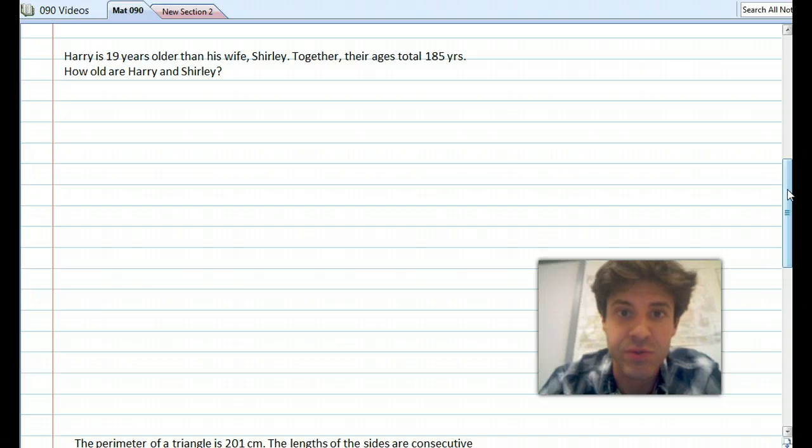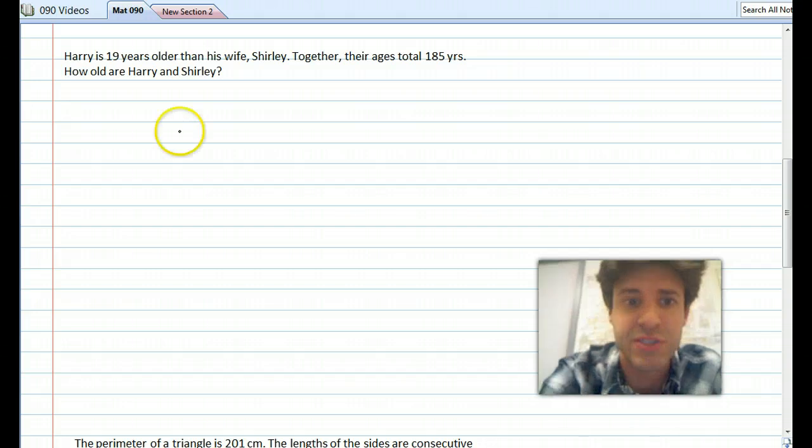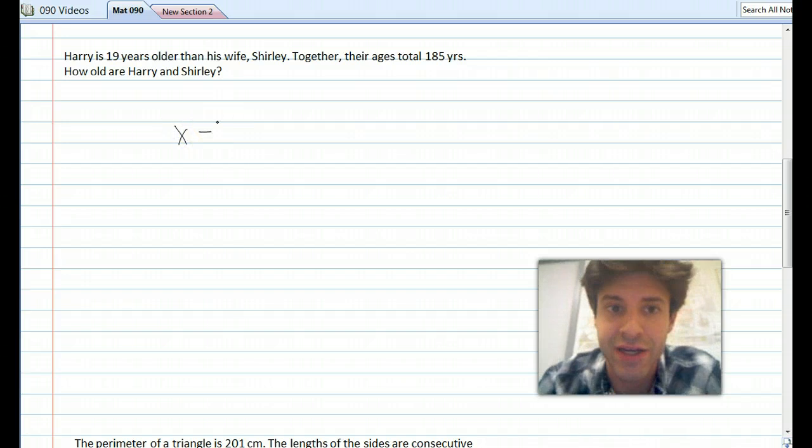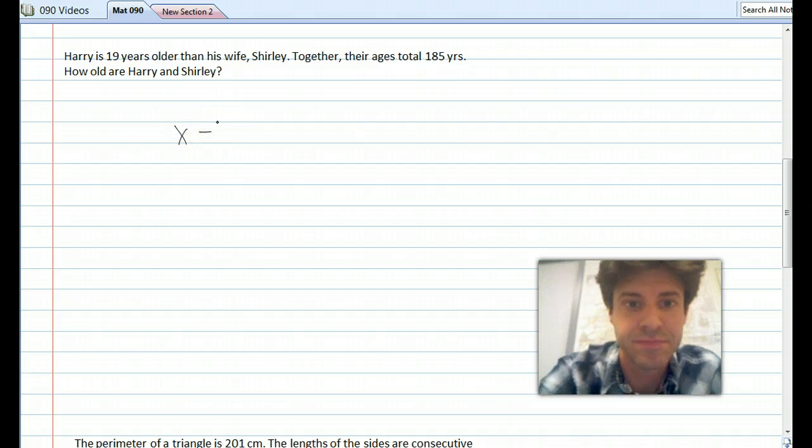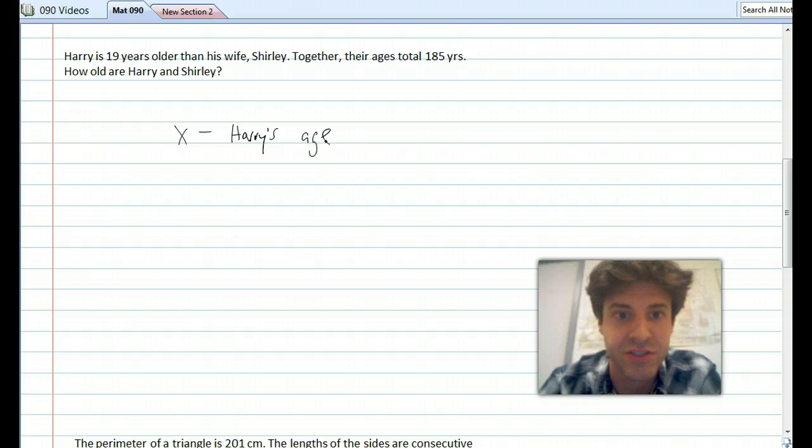Harry is 19 years older than his wife, Shirley. Together their ages total 185 years. How old are Harry and Shirley? So the question is, what is the unknown? Well, we don't know how old Harry is, and we also don't know how old Shirley is. We don't really need two variables for those two because they're so closely related. So what I would do is probably define our x value to be Harry's age. You could do this problem with x as Shirley's age, and everything would work out just fine as well.